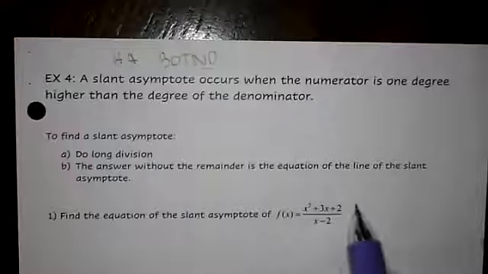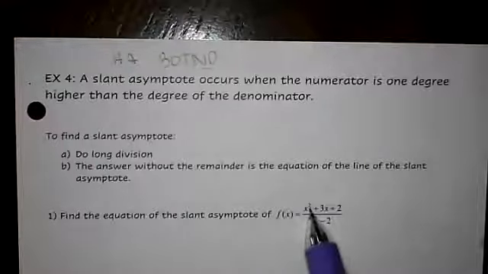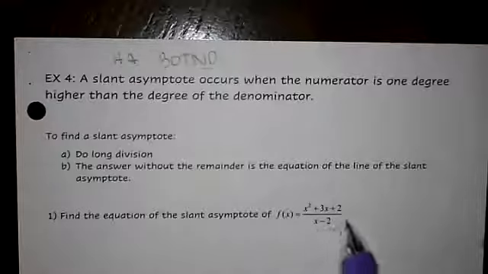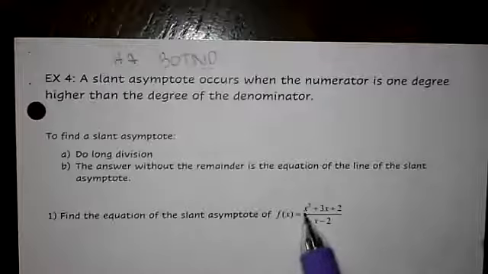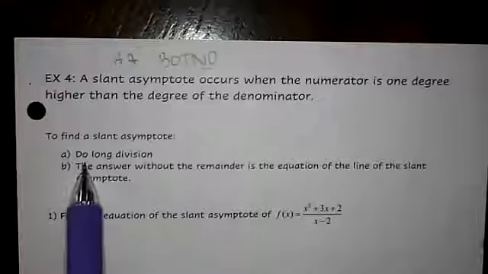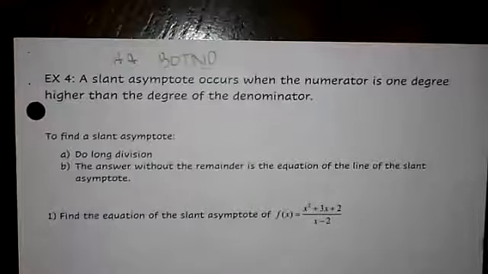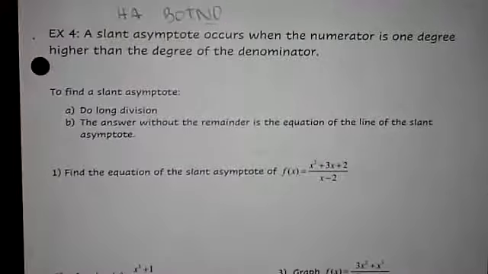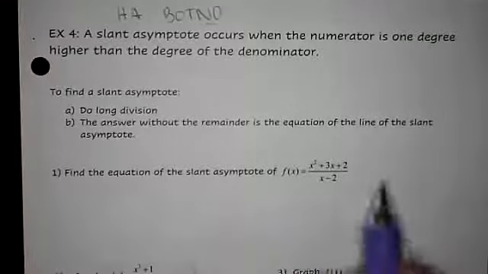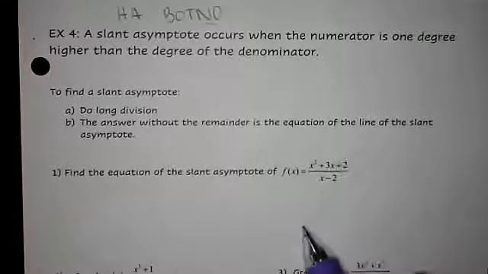So when we look at this right here, the highest exponent in the numerator is 2, and the highest exponent in the denominator is 1. So this is where a slant asymptote occurs. There's no horizontal since this is bigger on top, and this is 1 degree higher than this one. To find the slant asymptote, we do long division, and we only use the part without the remainder. Now you can also use synthetic division, so I'll do both here just so that you guys can see the difference. It says find the equation of the slant asymptote, and here is my equation.